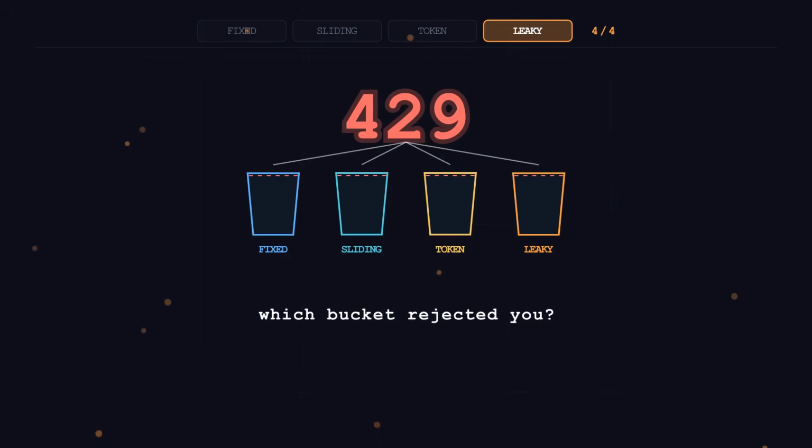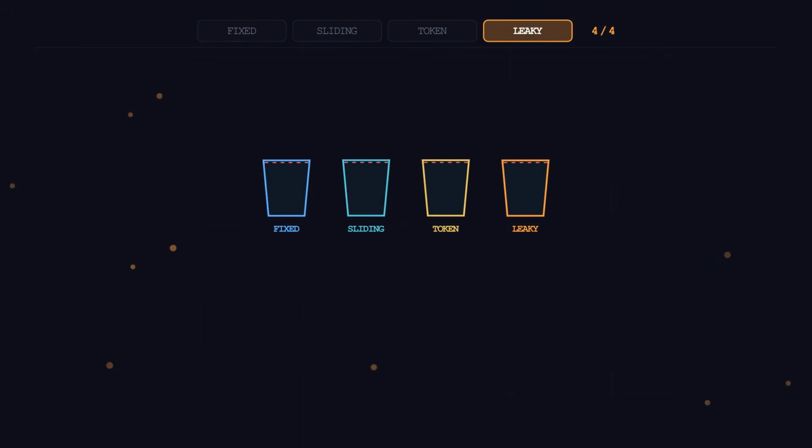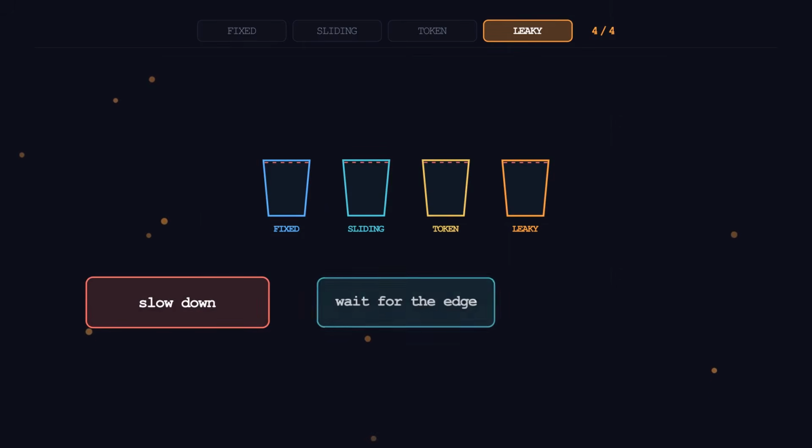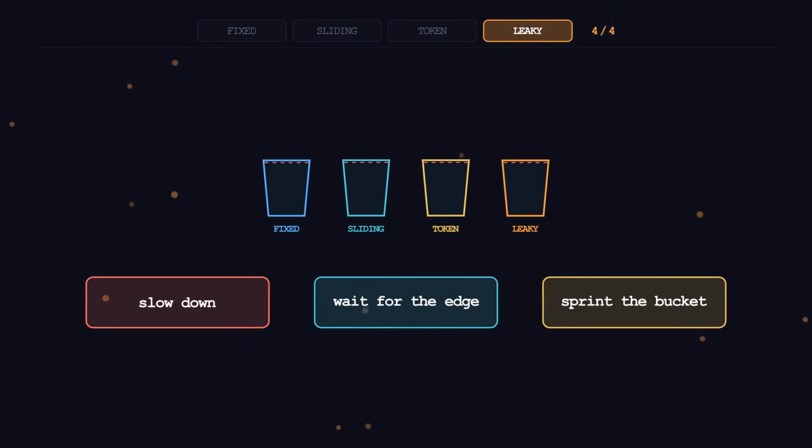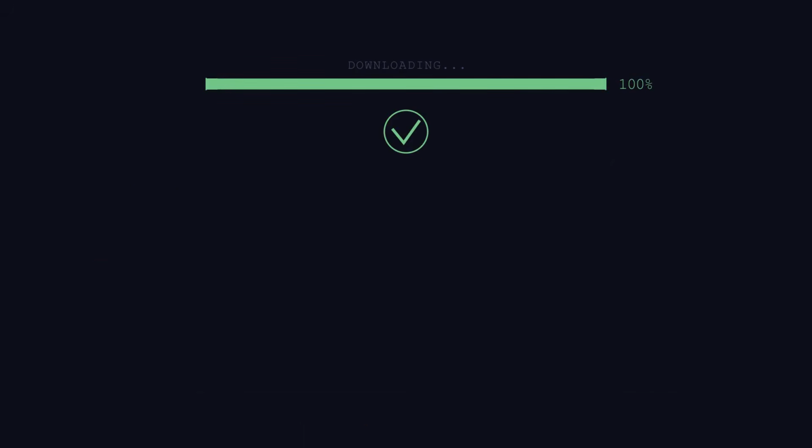Next time you hit 429, ask which bucket just rejected you. The answer tells you what to do. Slow down. Wait for a window edge. Or hit it in a burst. Cognitive architecture updated.